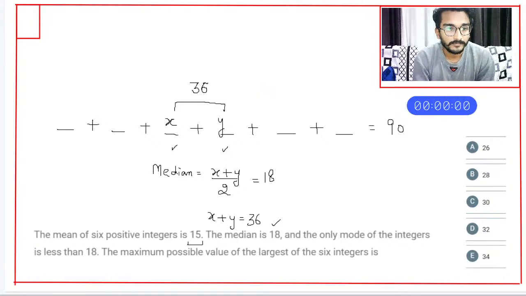It can be anything. It can be both 18. It can be 17, 19. It depends. We'll see this thing.